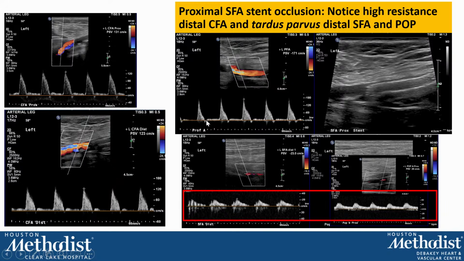And then as we're moving down, as you get towards the area of the stent, you see some disturbance of flow, but then at the outflow of the stent, you see almost this tardus parvus waveform, in the distal SFA. So we know that the very proximal SFA is patent, and as you get into the stent in the proximal SFA, likely at a segment past the collateral, you start seeing that it's occluded, and you see the tardus parvus waveforms distally.